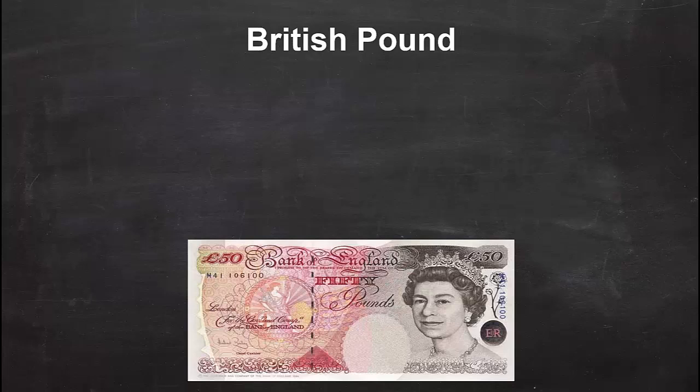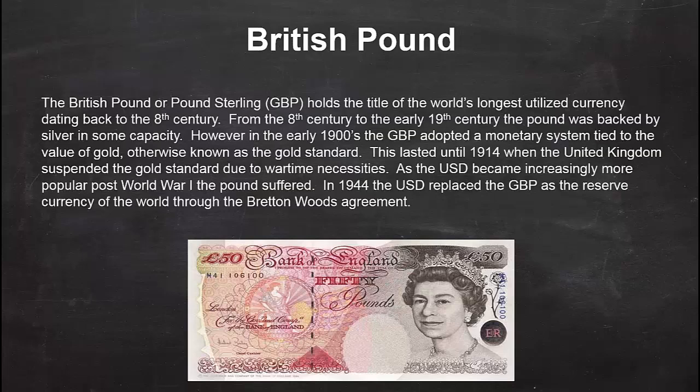This lasted until 1914, when the United Kingdom suspended the gold standard due to World War I, and the U.S. dollar became increasingly more popular post World War I, and the pound suffered from that. And they continued to suffer to a certain extent, leading into the decision in 1944 for the U.S. dollar, which was the number one economy at the time and far exceeded the British economic output. In 1944, the U.S. dollar replaces the British pound as the reserve currency of the world through the Bretton Woods Agreement. The British do not decide to enter the euro.